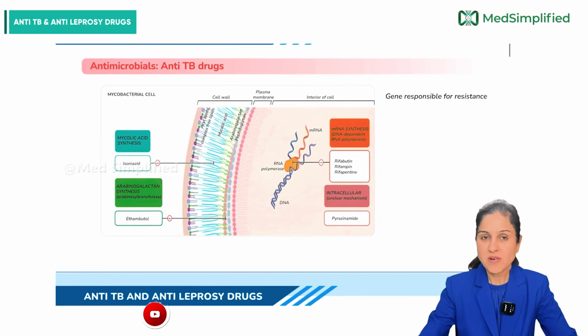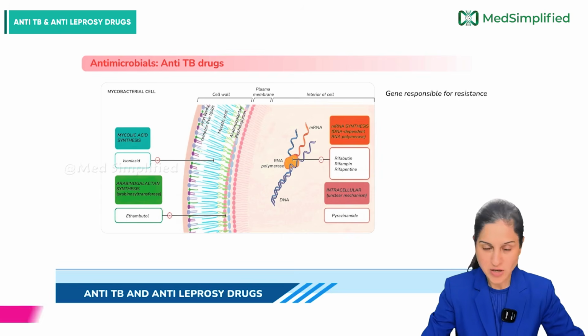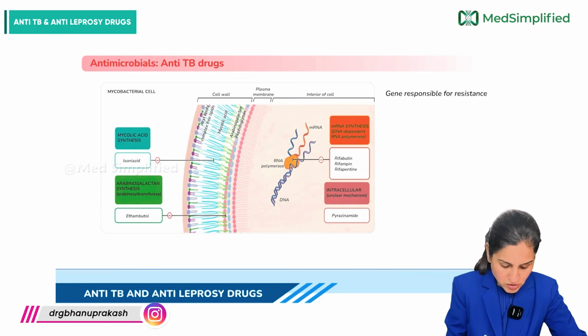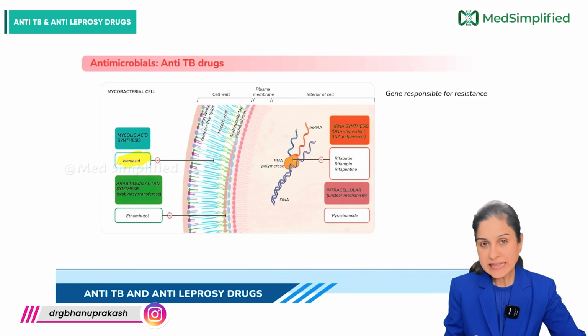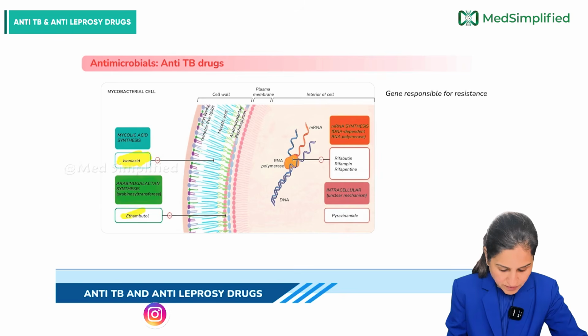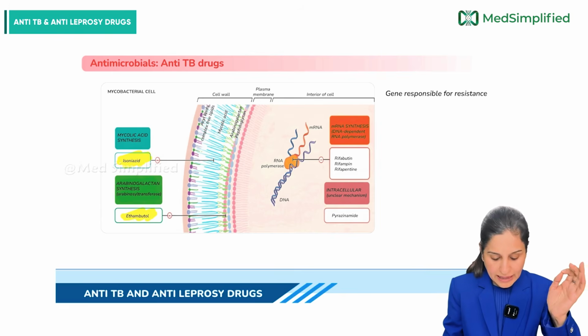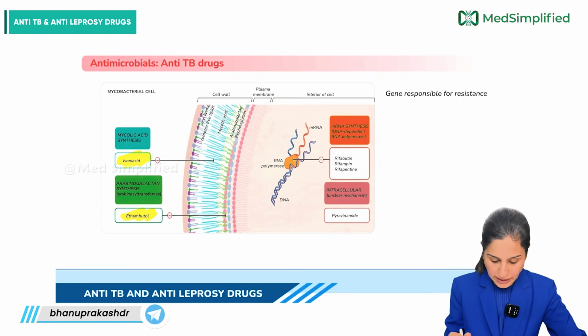Today I'm going to talk about anti-TB and anti-leprosy drugs. This is the image showing the target sites of various anti-tubercular first line drugs. Here we have isoniazid, which targets the mycolic acid synthesis of the cell wall. Then we have ethambutol, which inhibits arabinogalactan synthesis in the cell wall, ultimately inhibiting the mycolic acid only.